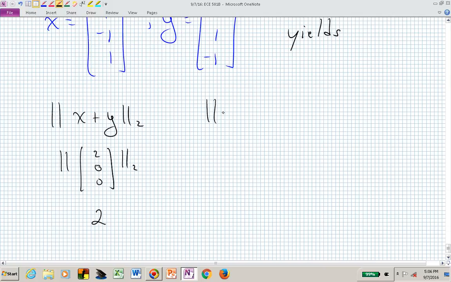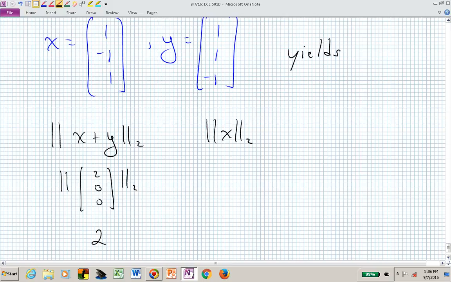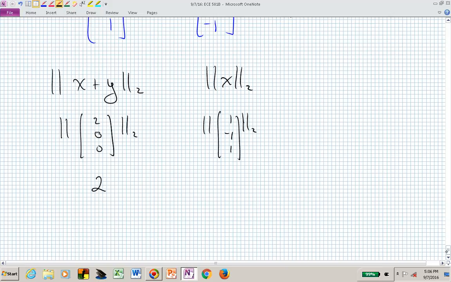And over here, if we look at the 2 norm of x, that's now the 2 norm of 1, minus 1, 1. What's that going to be? We now have the norm of 1, which is 1, squared, which is 1, plus minus 1, magnitude 1, squared is 1, plus 1 squared is 1. So we have 3 1s added up, and then we take the square root of that.